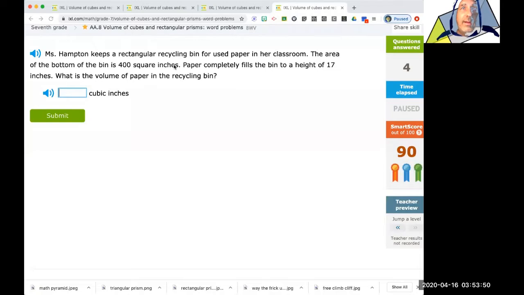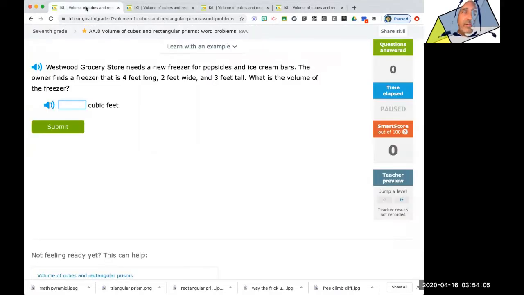I'm just going to be looking here at IXL. It's lesson AA8, Volume of Cubes and Rectangular Prisms. But this is word problems. That's the last one we're going to do. There's just four levels, okay? I'm going to pull up text boxes and remind you of the formula, which will always be on your reference sheet and your formula sheet you get for any major tests, okay?